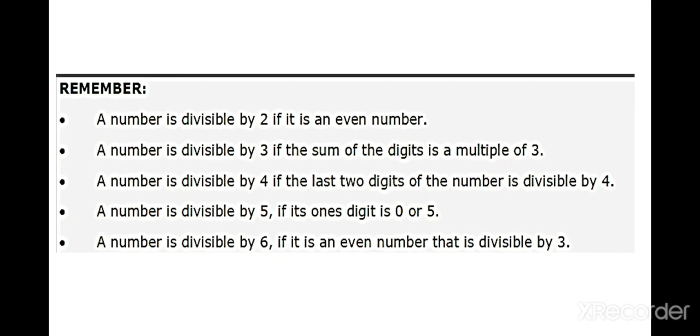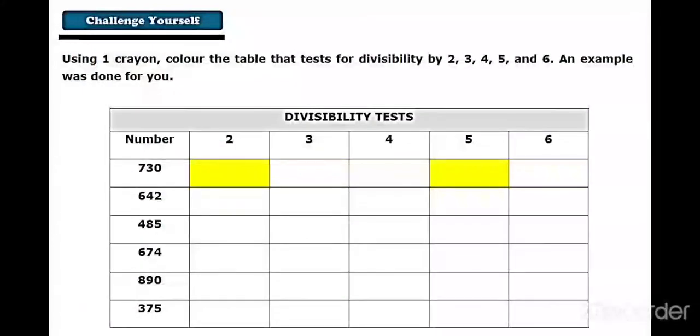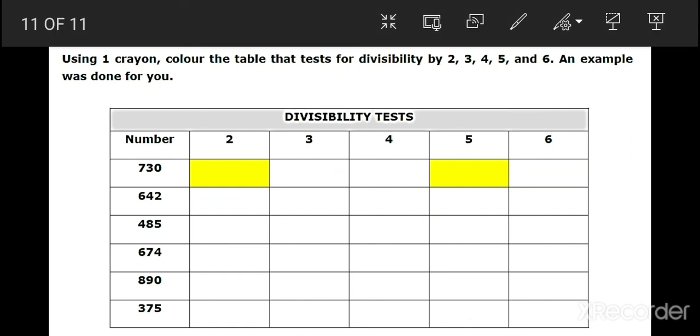Alright, I hope you were able to grasp all the information here, so you can challenge yourself. So using one crayon, any crayon that you want, color the table that tests for divisibility by 2, 3, 4, 5, and 6. An example was done for you. So we have here 730. Based from the rule, it's an even number. Okay, 730 is an even number, so I already shaded here 2 because it is divisible by 2.